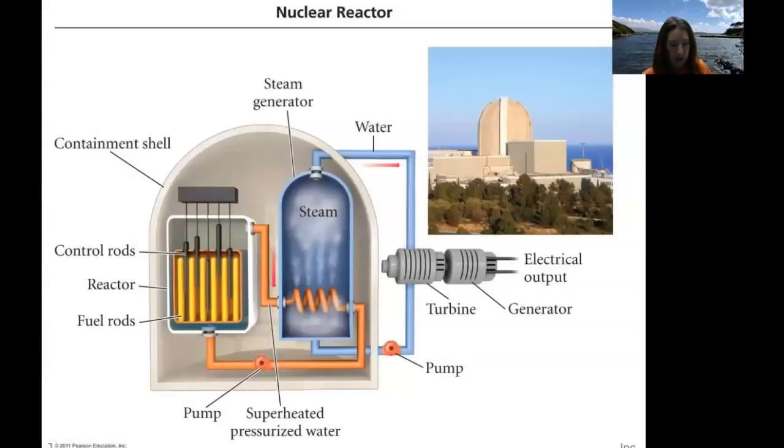So here you can see is a nuclear reactor. So we have one of these in San Onofre. And the one in San Onofre is now offline, and I'll tell you why in just a second. Okay, so here's basically how the light water reactors work. And these are the ones we have in the United States.